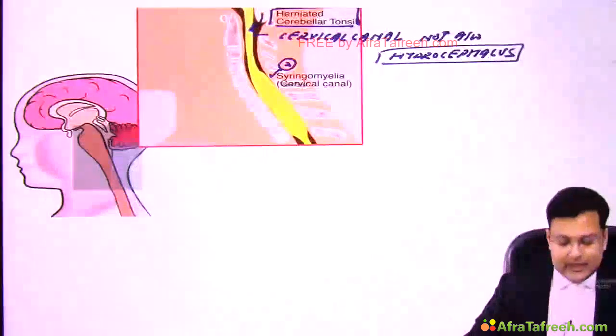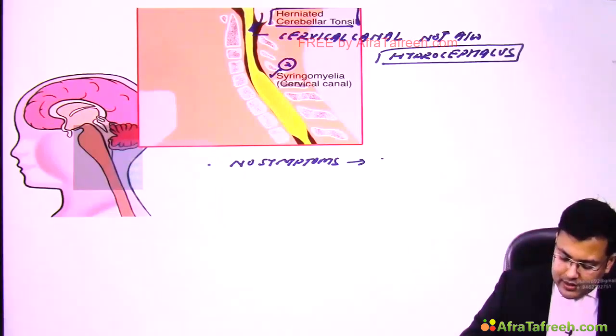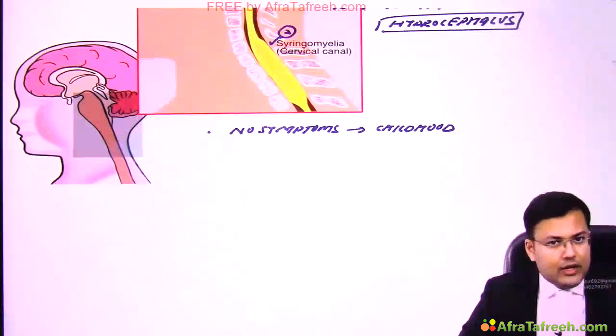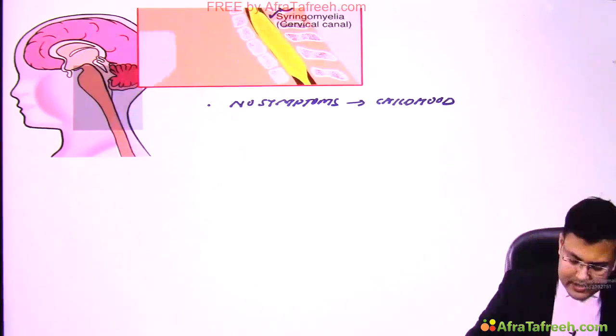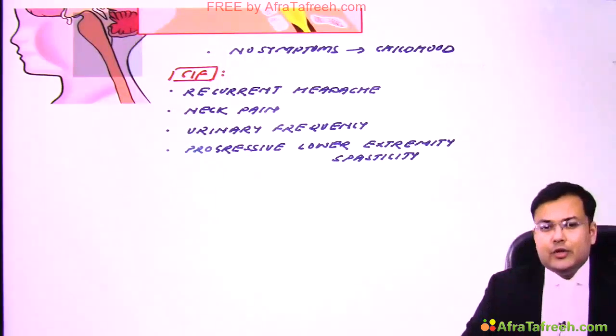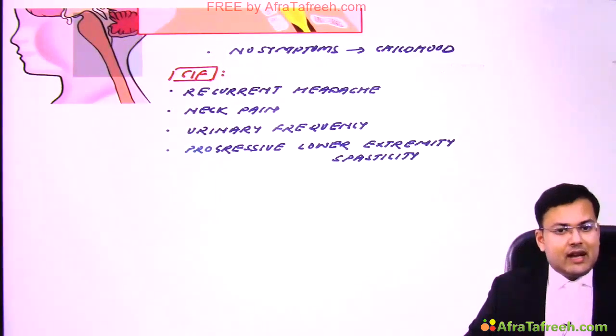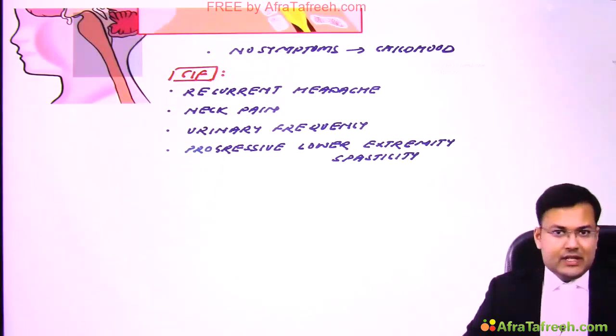Clear? So we discussed there are no symptoms during childhood, and patients are going to notice the symptoms during adolescence or adulthood. What kind of symptoms are seen? Have a look at the clinical features. These patients can have recurrent headache, neck pain, increased urinary frequency, and certain patients have progressive lower extremity spasticity. So this is the group of symptoms seen in type 1 Chiari malformation.